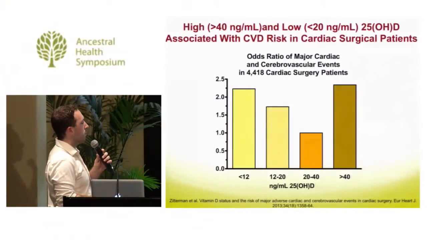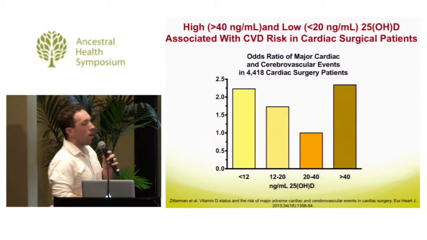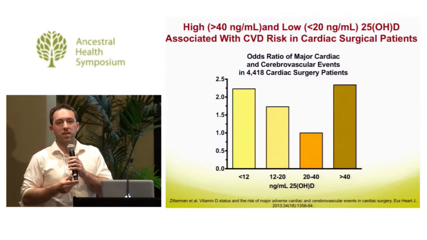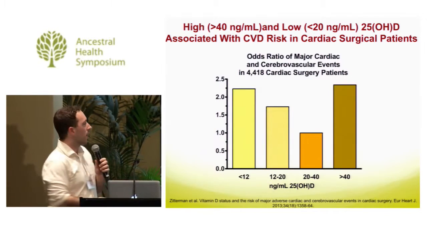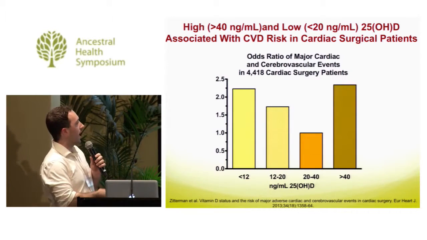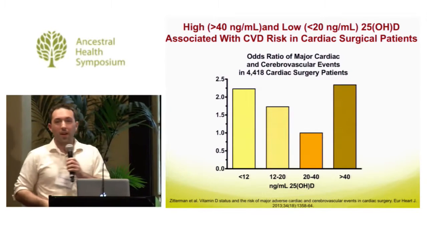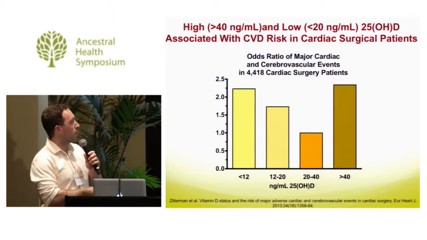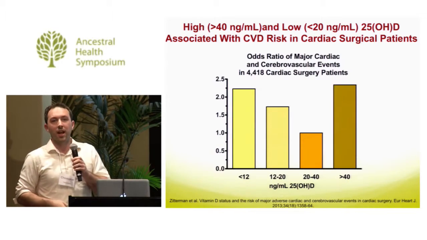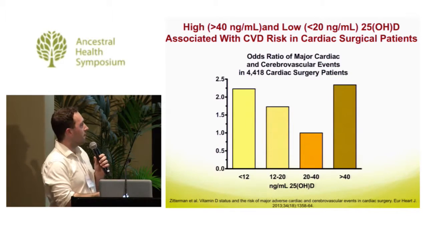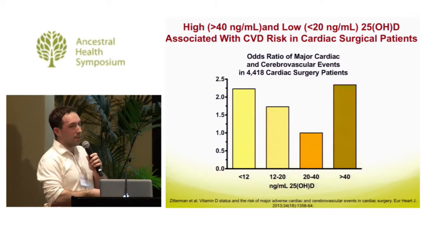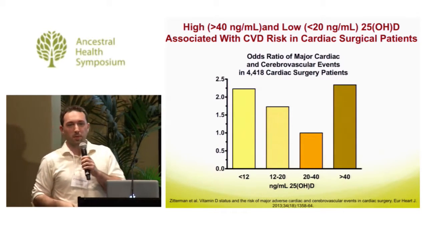And what they found was that between 20 and 40 nanograms per milliliter, there was a very large drop in the risk of major cardiac events compared to low vitamin D status. However, if you had vitamin D status over 40 nanograms per milliliter, then you were just as bad off as if you had very low vitamin D status under 12 nanograms per milliliter.